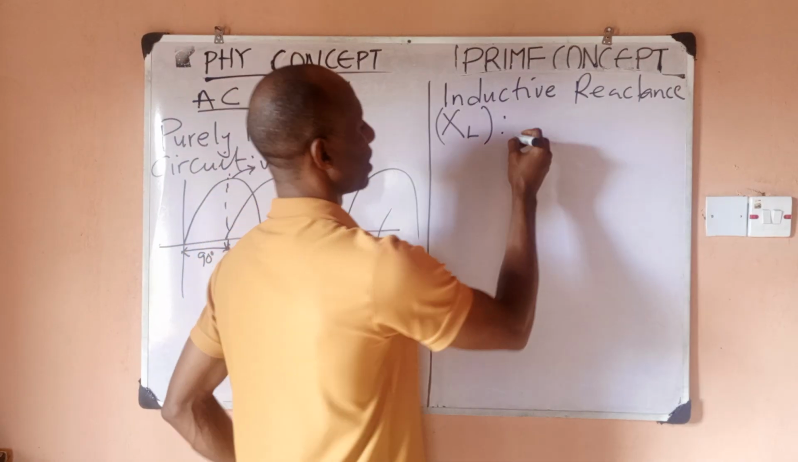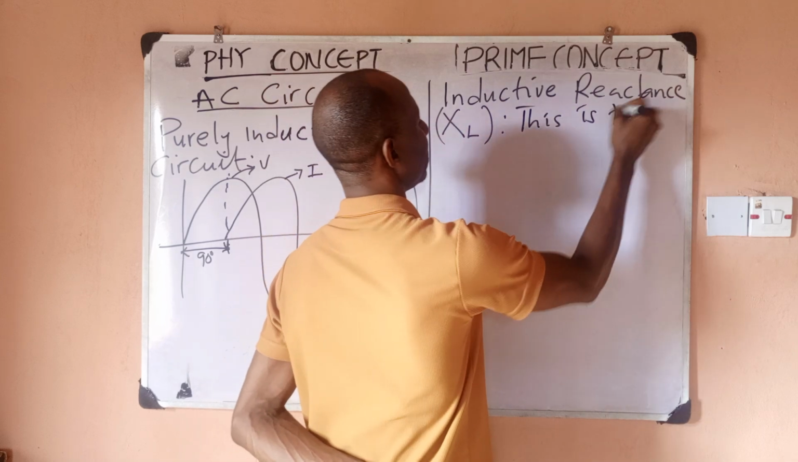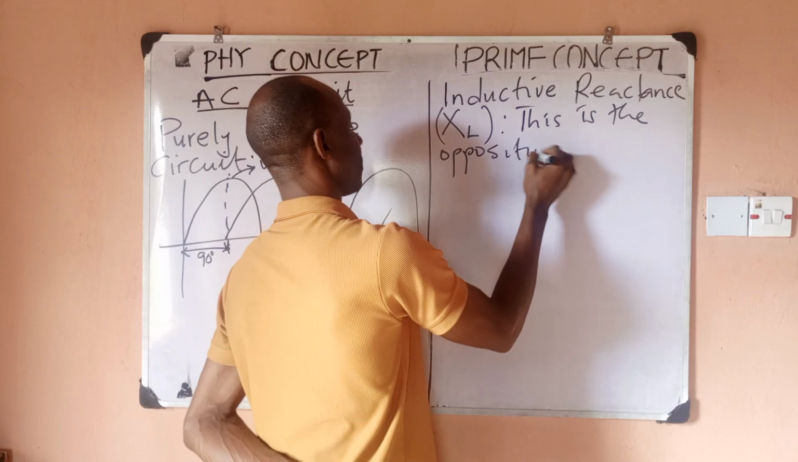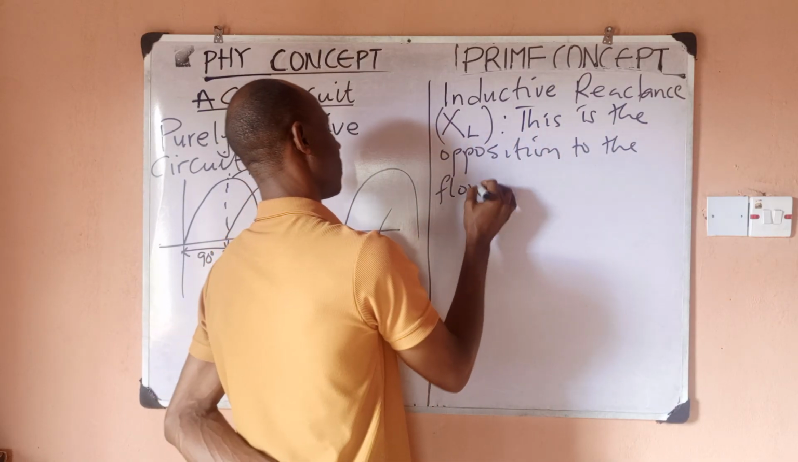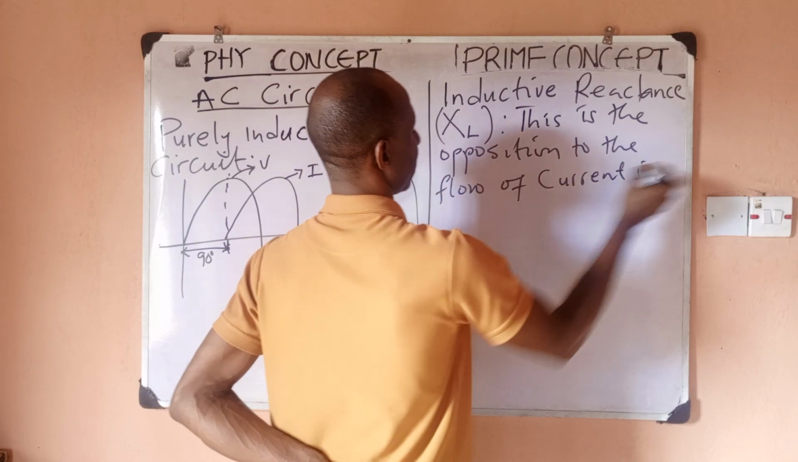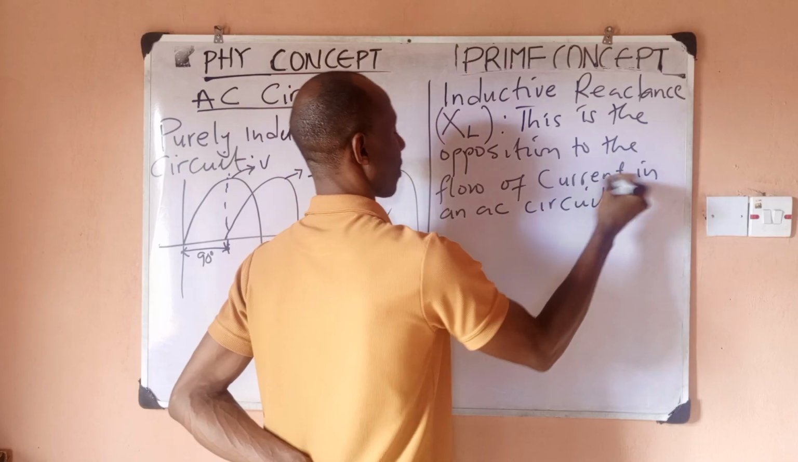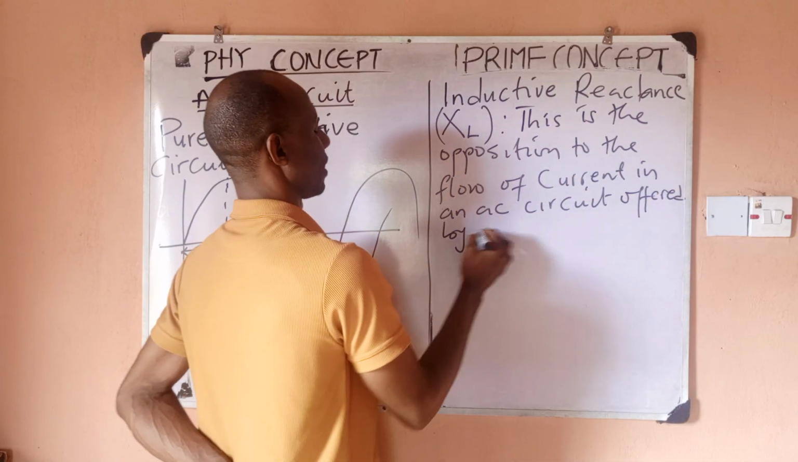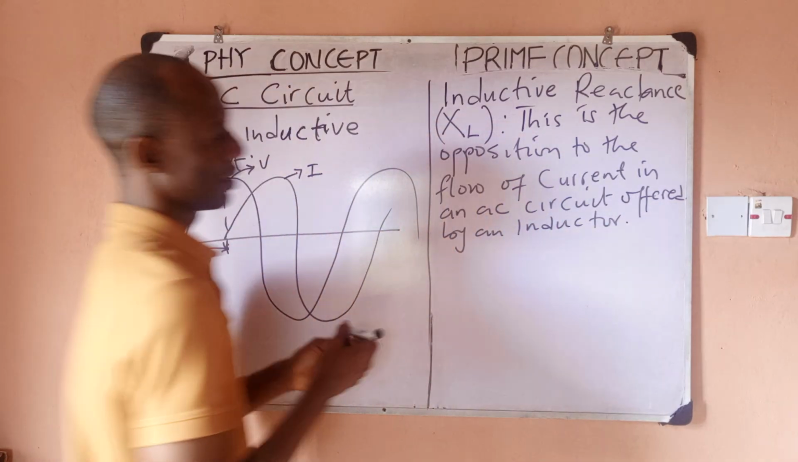So we can simply say that this is the opposition to the flow of current in an AC circuit offered by an inductor. So that is that.